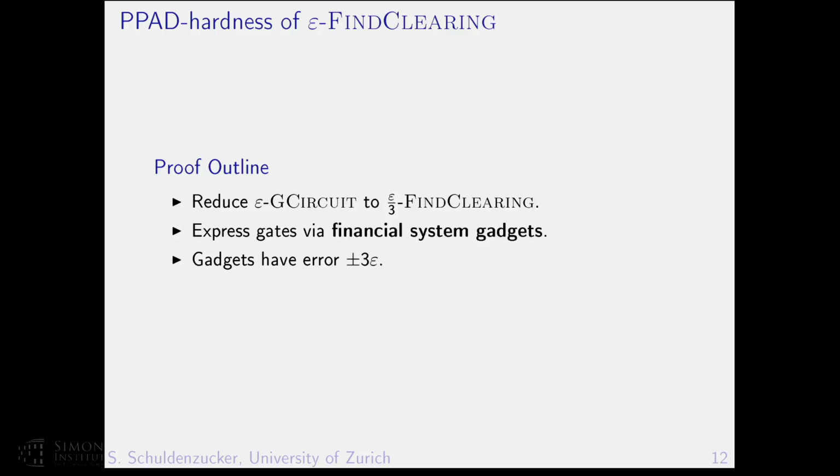So we reduce the epsilon here a little bit, which doesn't matter because it's a statement about the existence of some epsilon. And all we need to do to achieve this is to express the gates of the circuit as certain financial systems. This is what we call financial system gadgets. And everything else is automatically done in the proof, so we don't need to worry about error accumulation or anything like that. So these gadgets are going to have error plus minus 3 epsilon, not epsilon, and this is why we divided by 3 above here, and these cancel out.